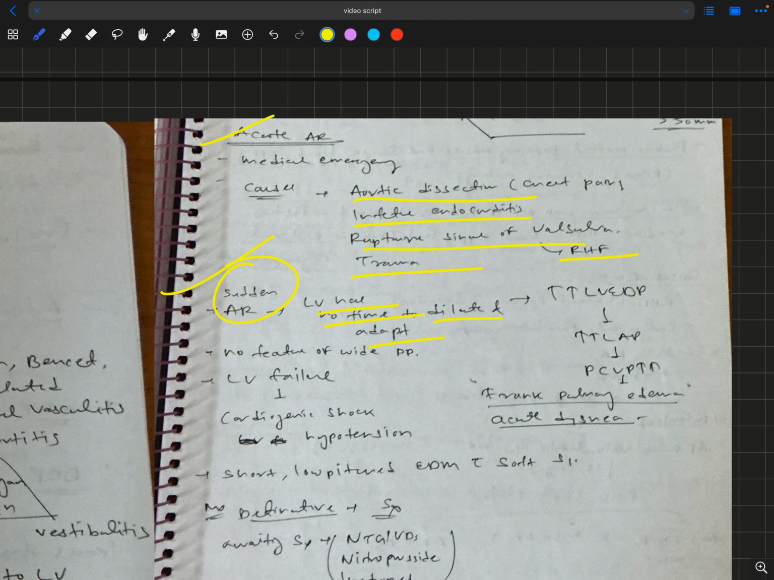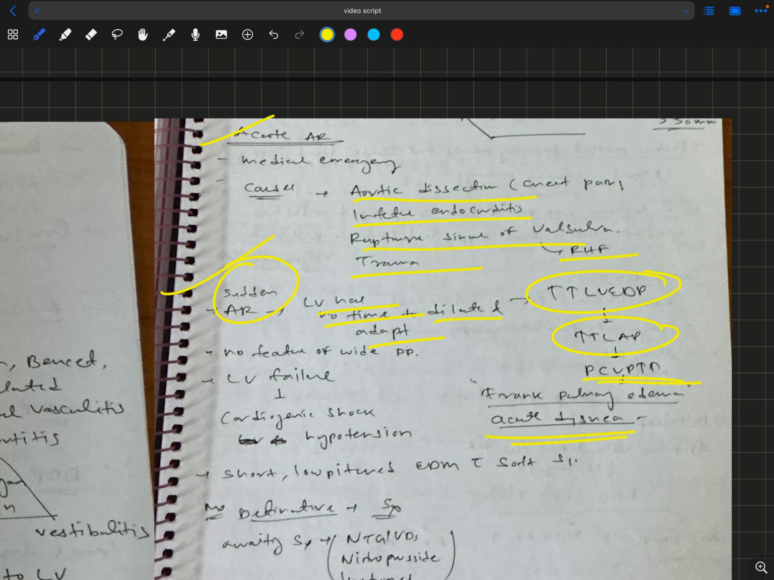Acutely there will be more volume overload inside the left ventricle, which will lead to an increase in left ventricular end diastolic pressure, then an increase in left atrial pressure, then an increase in pulmonary capillary venous pressure or pulmonary capillary wedge pressure. That will lead to frank pulmonary edema and acute dyspnea. So, with increased congestion of blood inside the lungs, acute AR presents as acute dyspnea or frank pulmonary edema. This is the presentation of acute AR.